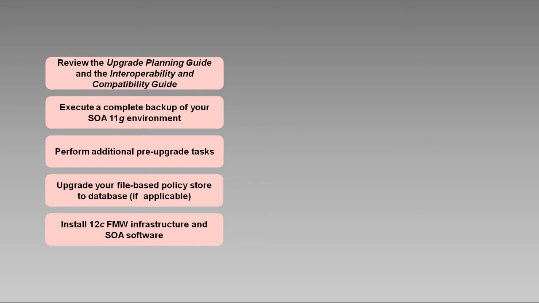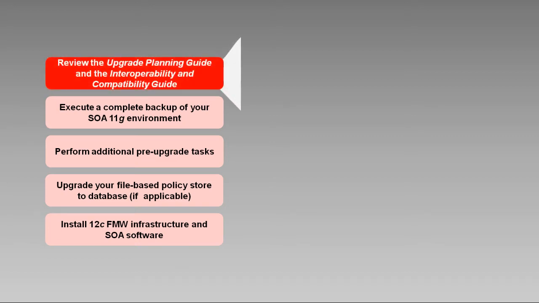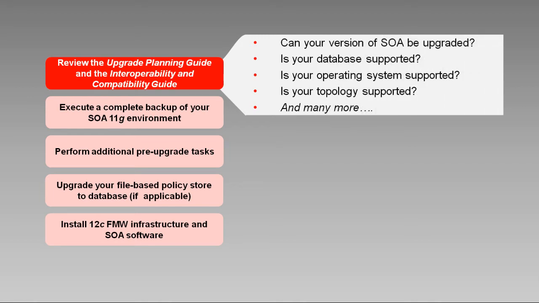It's essential to read the documentation, starting with the Upgrade Planning Guide and the Interoperability and Compatibility Guide. Not every installation can be directly upgraded to 12c. There may be additional steps you need to take to bring your installation to a state where it's ready to be upgraded. These guides describe which SOA versions can be upgraded, which database versions, what operating systems, and what topologies are supported, and much more. The guides also describe the additional steps that may be necessary if you're using an earlier version of SOA or are running 11G components that can't be upgraded to 12.1.3. It's important to understand and complete these steps first so you don't try to upgrade an environment that's not upgradable.